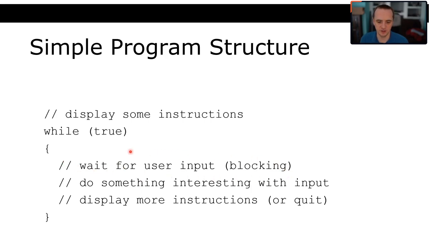So after we've waited for the user input, then we do something interesting with that input, right? So we convert feet to inches or meters to feet or whatever we do. And then maybe we display more instructions or we quit based on the input, right? So for example, this might say press Q to quit. And if the user pushed Q down here, then we parse that and we'd exit the program. So for these simple sort of console programs, you wait for some user input, you do something with that input, and then you display more instructions or you quit, right? So this is like the simplest main loop for a program that you could possibly imagine.